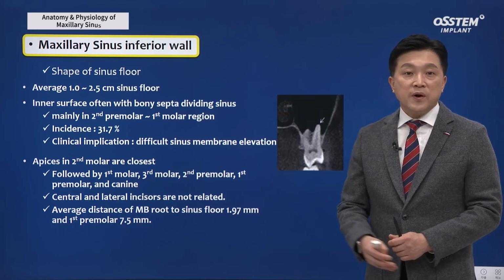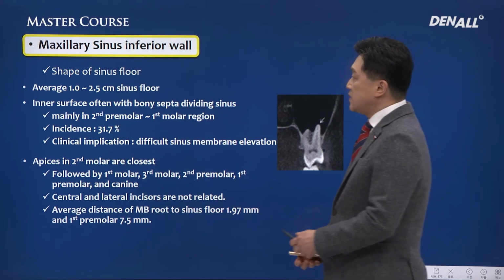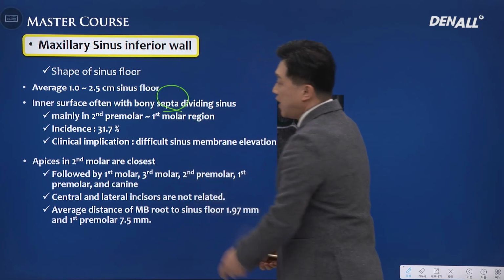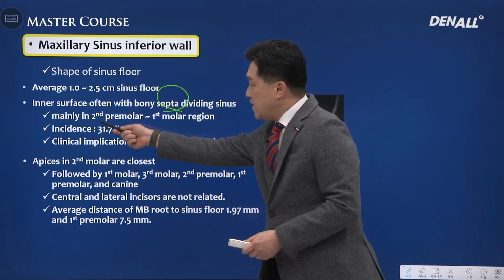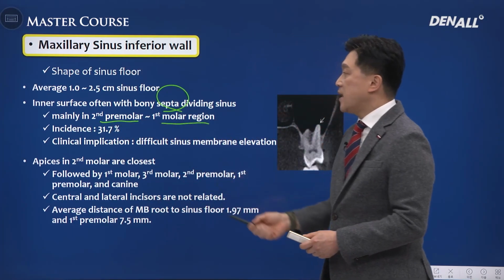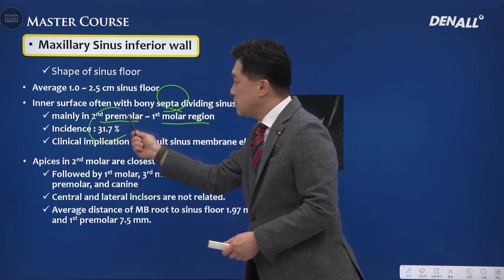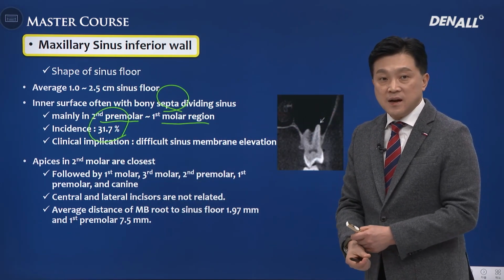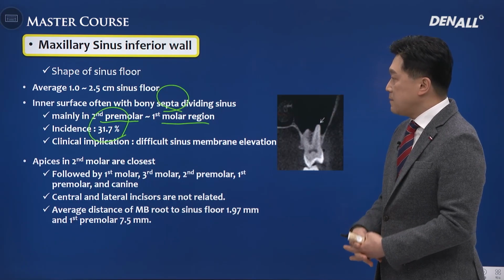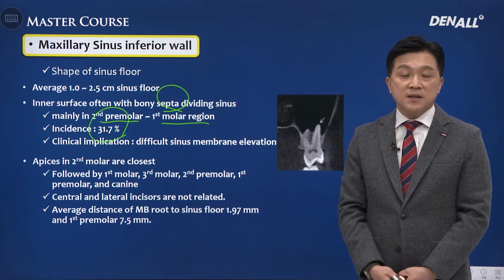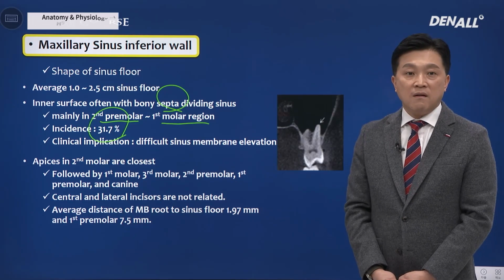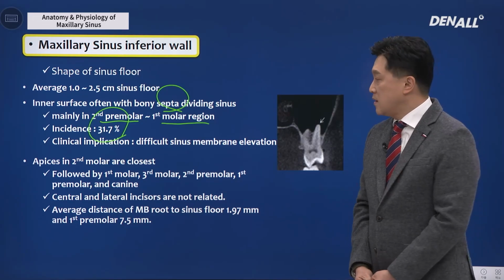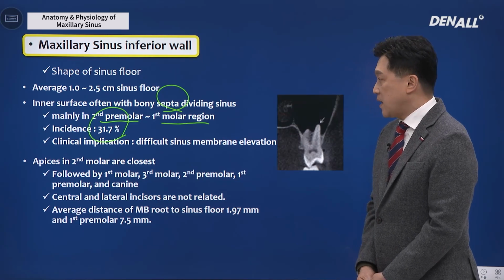This affects the shape of the sinus floor, and there is a septa dividing the sinus. Septa is most frequently observed between the second premolar and first molar region. The incidence rate is about 31.7%. The clinical implication of sinus septa is that it becomes more difficult in doing sinus membrane elevation. This is a structure that makes it more difficult.